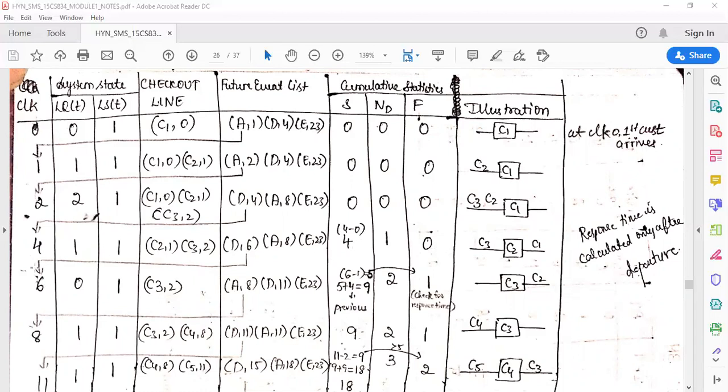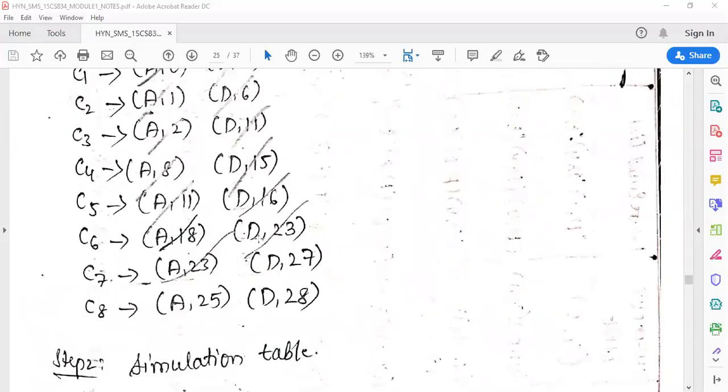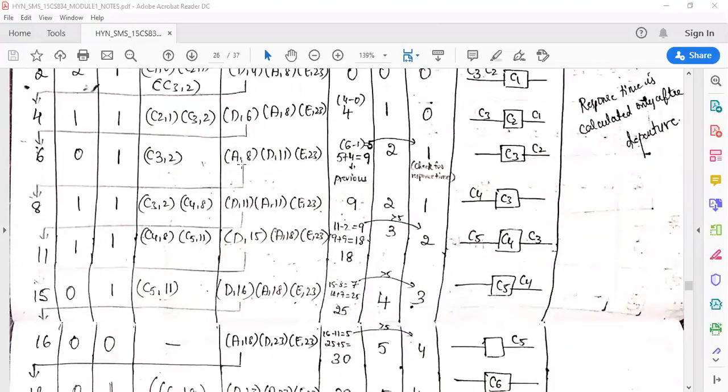Remove the imminent event from the list, advance the clock from T to T1. So 4 to 6. Again, what type of event? It is a departure event. Departure means the second customer moves out. So if the second customer moves out, who will go and sit with the server? C3 will go and sit with the server. If it is a departure event, what do I have to schedule? I have to schedule the next departure. So the next departure is at D comma 11. I will write it in ascending order: A comma 8, D comma 11, E comma 23.